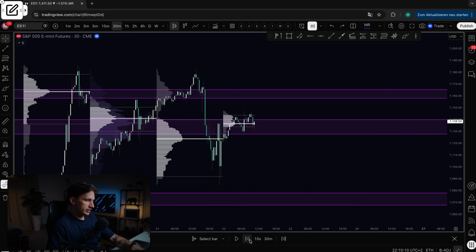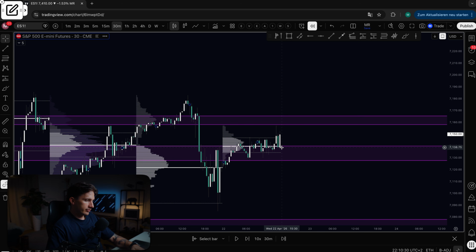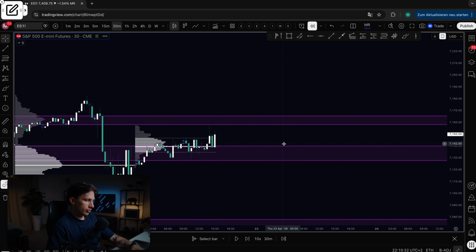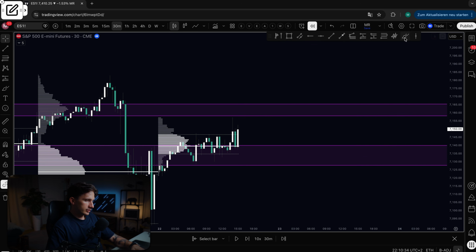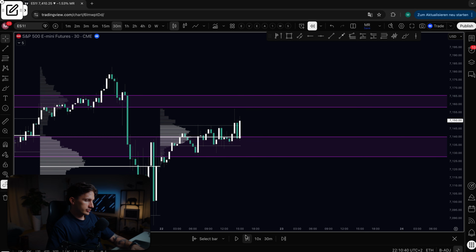Now let's just go here a little bit further and let's just watch out for the New York Open right here. So right here we have the New York Open, and you already can see that the market comes up, retests, and then probably looking out for this zone up here. So let's just play this now out and see if the market comes up.